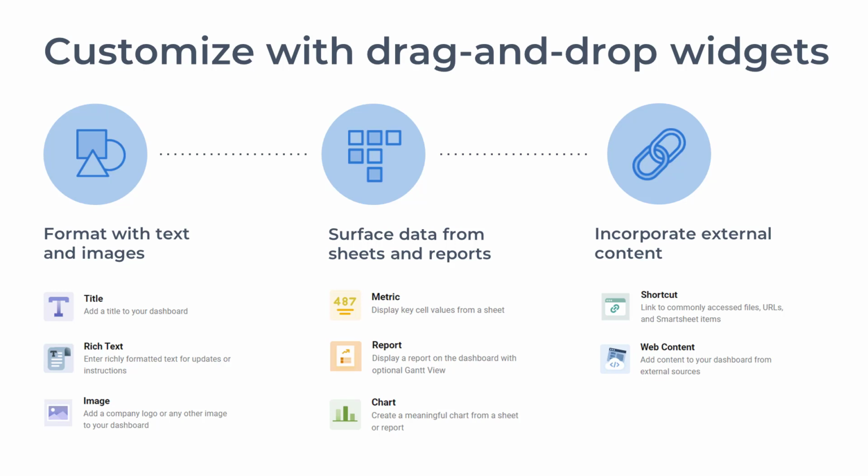So we're going to format and really provide the structure, context, and organization with our title, rich text, and image widgets. We're going to use the metric, report, and chart widgets to surface that real-time data from our underlying sheets and reports. And lastly, we can incorporate our external content, so linking out with shortcut widgets and bringing information in by embedding videos, maps, documents, and charts and graphs using that web content widget.